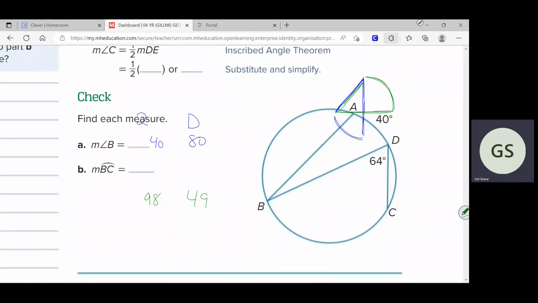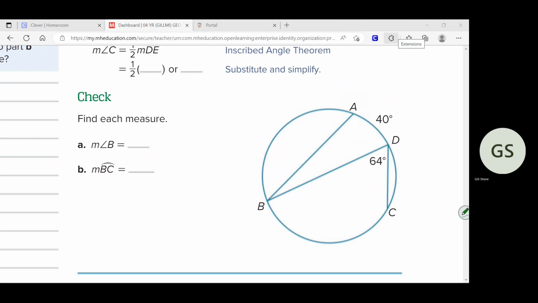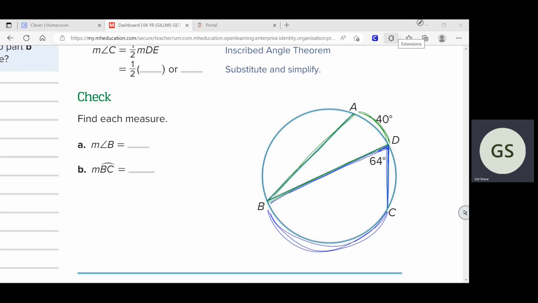Next problem, check. Same concept. If you didn't already do it, if you were confused, hopefully now that we did the example, you can finish it. I'm going to go ahead and start on it by just drawing stuff in first. So I know that angle here matches with that arc. This angle here matches with this arc. So again, that just helps me match up the angles and the arcs.